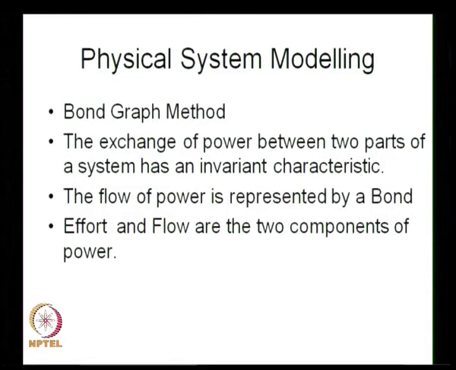As I explained in the previous class, this discusses the exchange of power between two parts of a system. Whenever there is a dynamic behavior of a system, there is an exchange of power between elements. So we are trying to model this power transfer, or movement of power, and that is why it is sometimes known as the power Bondgraph method also. Here the flow of power is represented by a bond, drawn as a half arrow. The direction is represented by the arrow and the flow is represented by a bond. And as I mentioned, effort and flow are the two components of power.